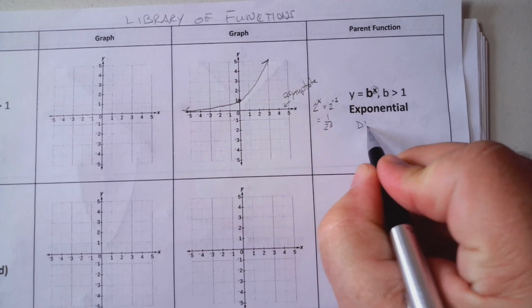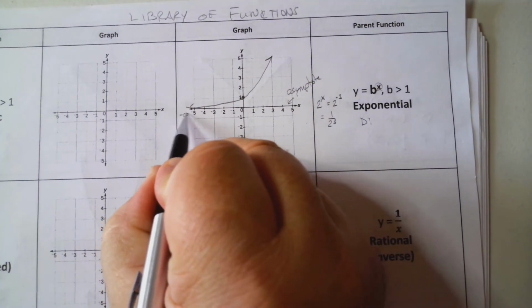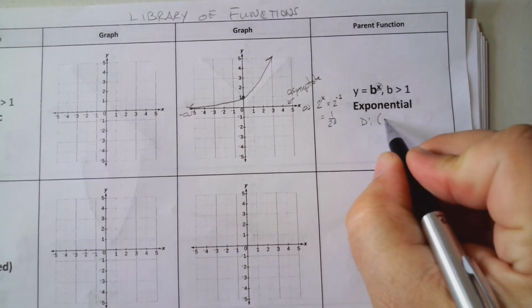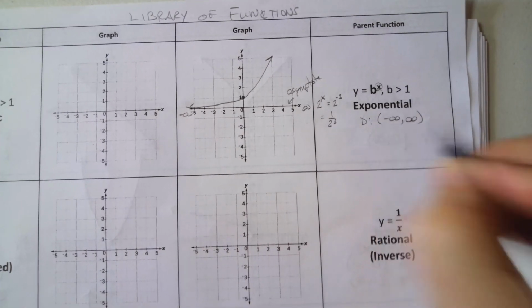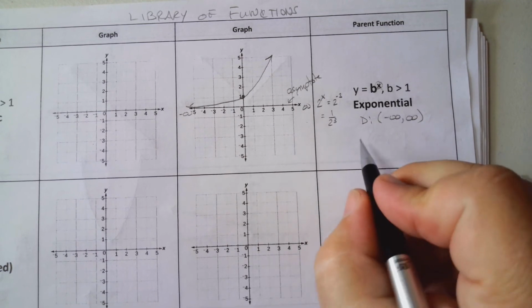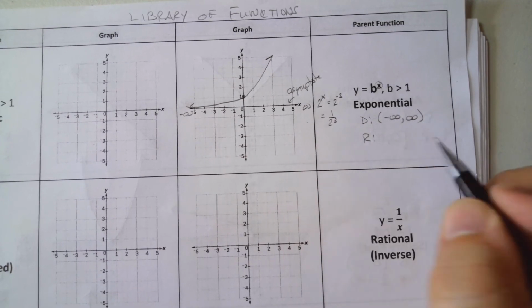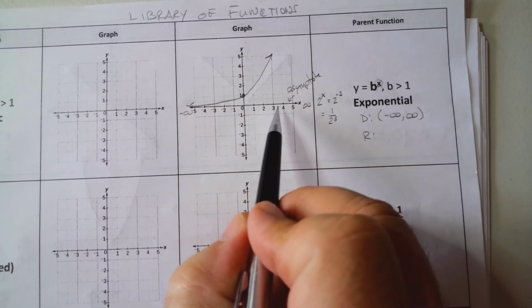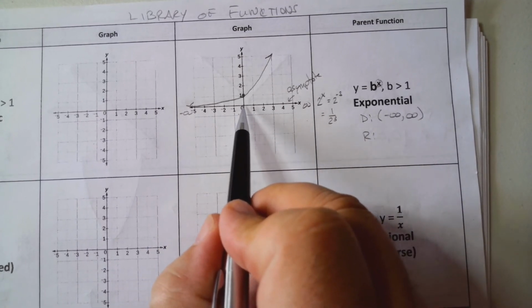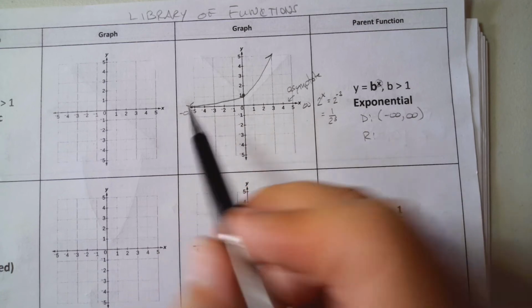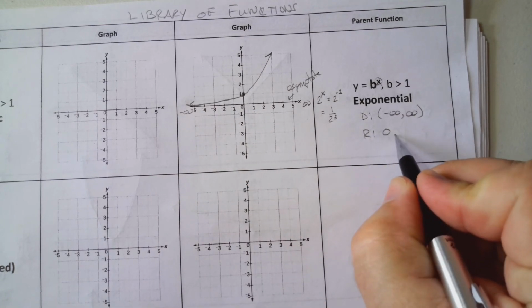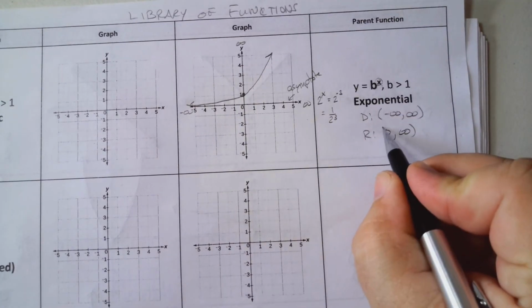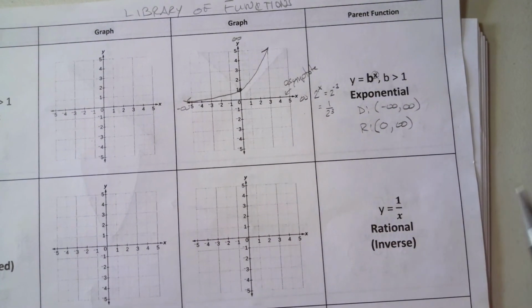So the domain of this, the x's can go infinitely and it'll keep on going. So it's negative infinity to positive infinity. The range, since we don't have an x-intercept, y gets very, very close to being 0. So we say it starts at 0 and it goes up to infinity, but it doesn't touch it. So it's a parenthesis.